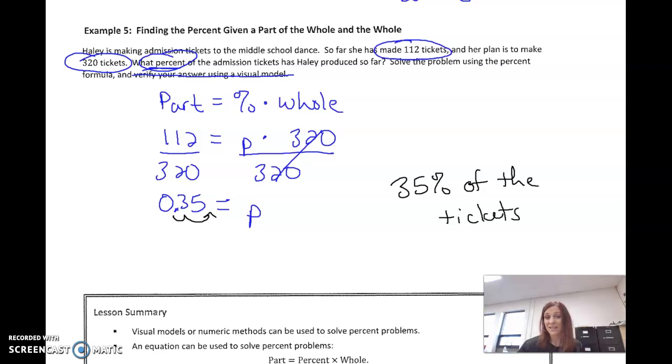Big ideas out of today's lesson. Use the formula. Fill in the pieces you know, and then solve for what you don't know.